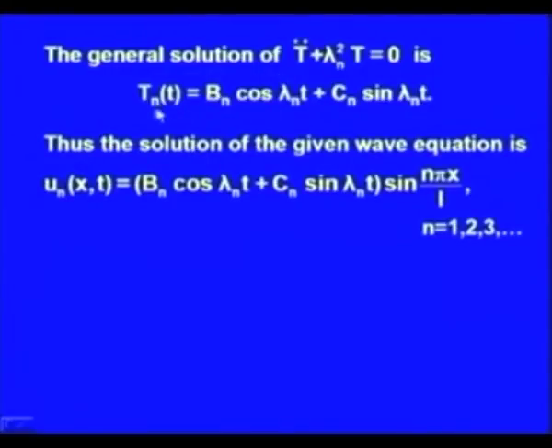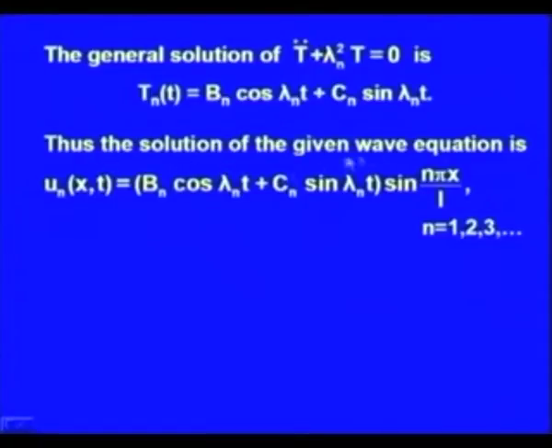So, T double dot plus lambda_n square T equal to 0 will give us the general solution as T_n(t) equal to B_n cos lambda_n t plus C_n sin lambda_n t. For each value of n, this differential equation will give us a solution. So, we can call this solution for the nth equation as T_n(t). So, T_n(t) is B_n cos lambda_n t plus C_n sin lambda_n t.